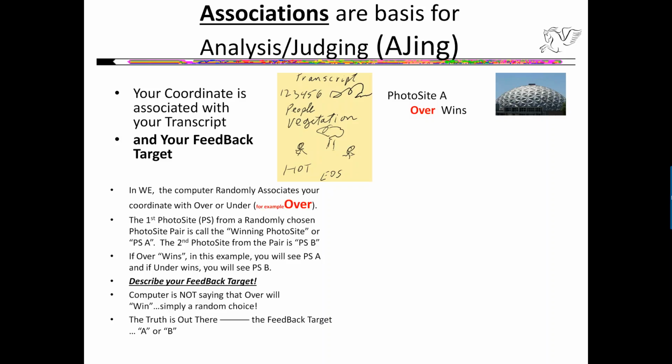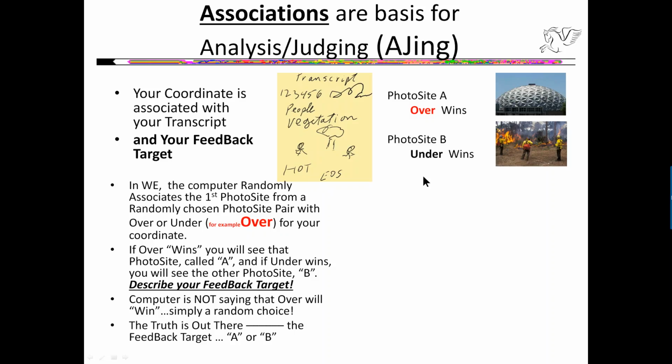Now, here's photo site B. This would be what you would see if under wins, correct? If under wins, in this example, because of the way the randomness worked out, the viewer will see this. Well, look at this one here. I've got people. I've got vegetation. I've got a tree. I mean, this is darn good. And hey, only 2 people. How come I didn't get 3?